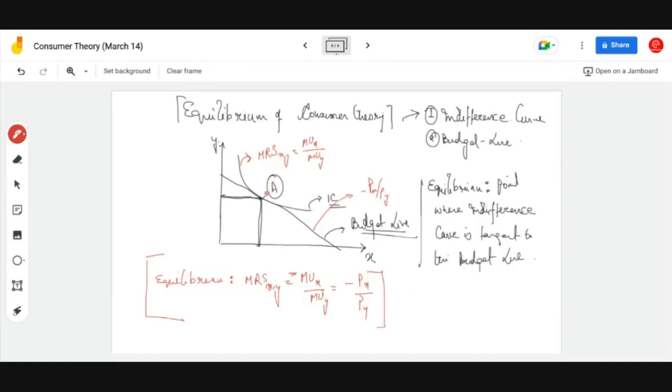Now see, at this point your budget line is just touching a single point on the indifference curve. And why will only a single point on the indifference curve be your equilibrium? This can be explained using the equimarginal principle.